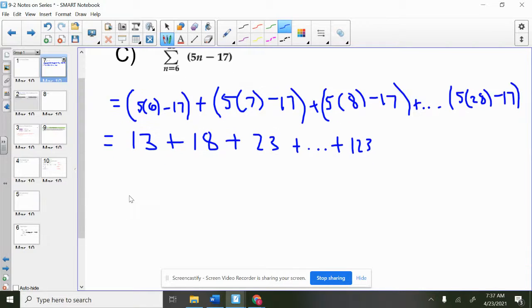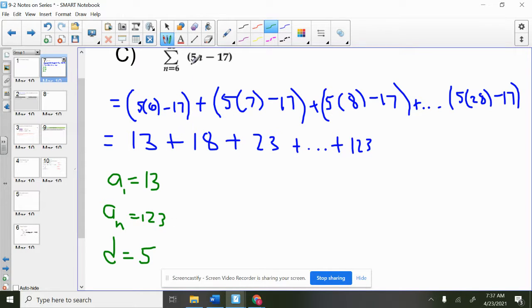Based on this, we could start listing out things we know. First off, we know the first term in this series because that's 13. I can also find the last term in this series. The last term, a sub n, is 123. We can quickly find what the pattern is because this is arithmetic. These are increasing by the same amount each time, which is 5.